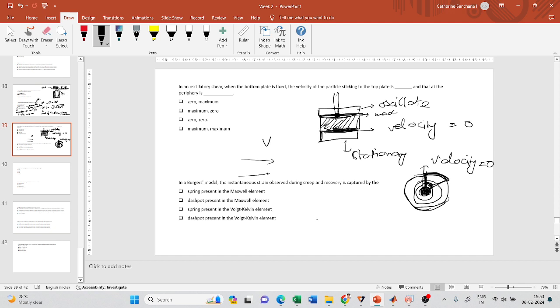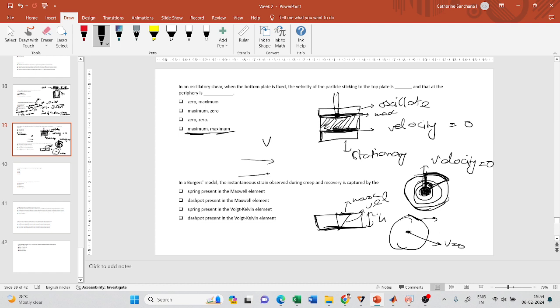So if you see, with respect to height, the velocity will be 0 at the bottom, and with increase in height there will be an increase in velocity. So the velocity will be maximum at the top plate. But even at the top plate, at the center, this is the top view, the velocity will be 0 and the velocity will be maximum at the periphery. So the velocity of the particle sticking to the top plate at the periphery is maximum.